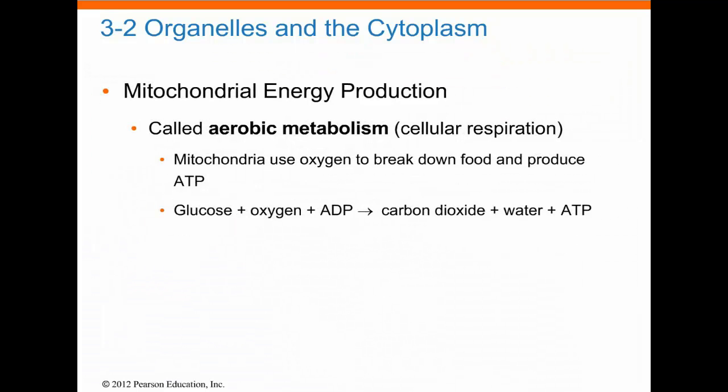So mitochondria is involved in energy production. It's called aerobic metabolism or cellular respiration. Aerobic because it must do it in the presence of oxygen. So the mitochondria uses oxygen to break down food and to produce ATP, energy. If we look at the formula below, we've got glucose plus oxygen and adenosine diphosphate produces carbon dioxide, water, and energy in the form of adenosine triphosphate.